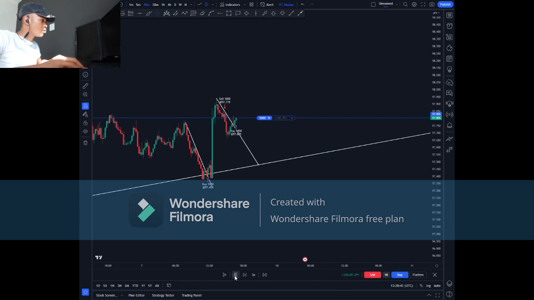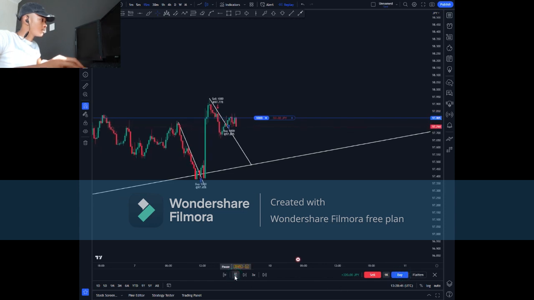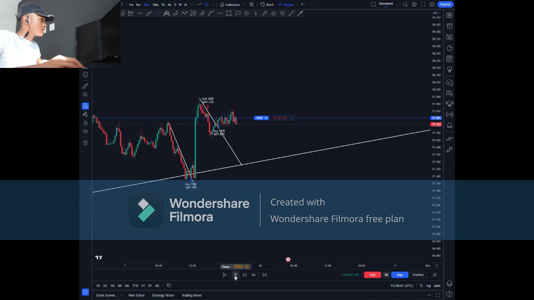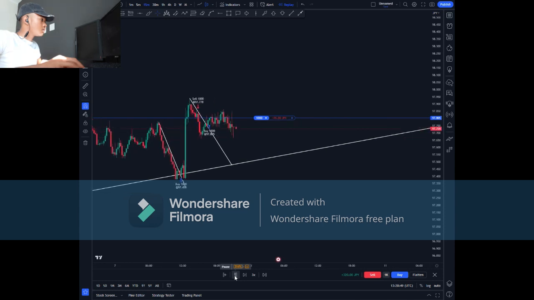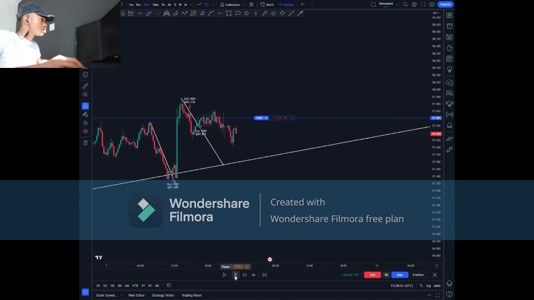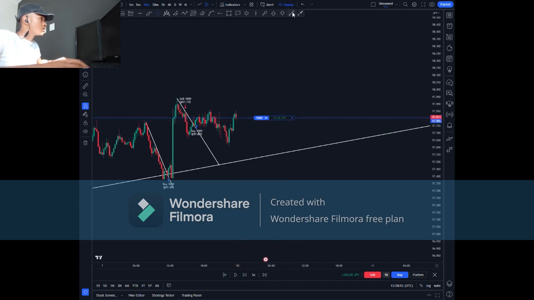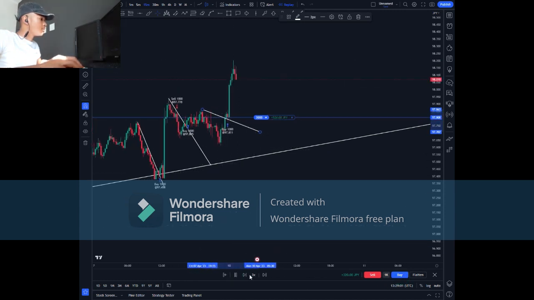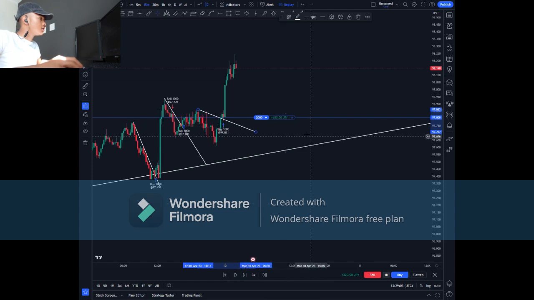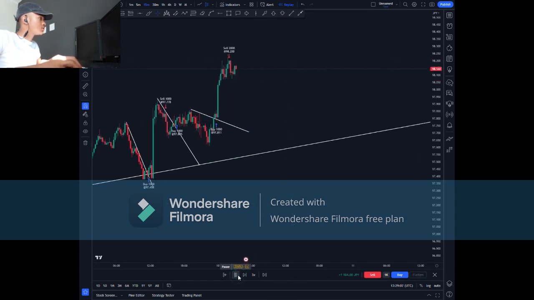Buy again. Bam. Retest. Oh, that's a big retest. It's another buy here. Check this out. Buy again. It's a correction. Bam. Impulse. See? Close profits. Wait for another correction.